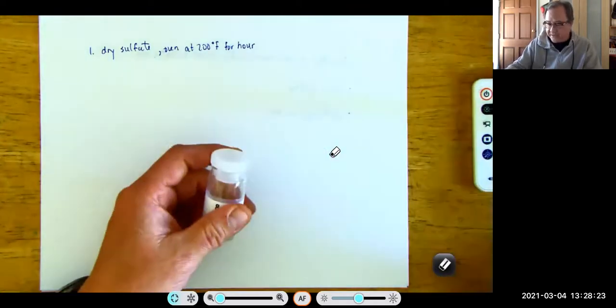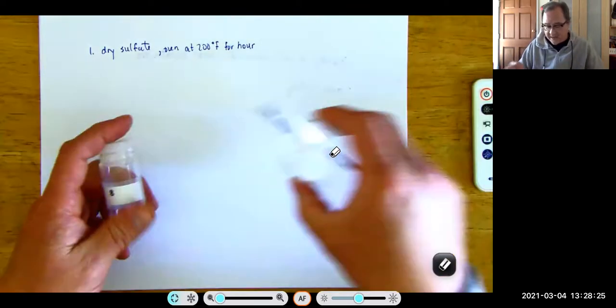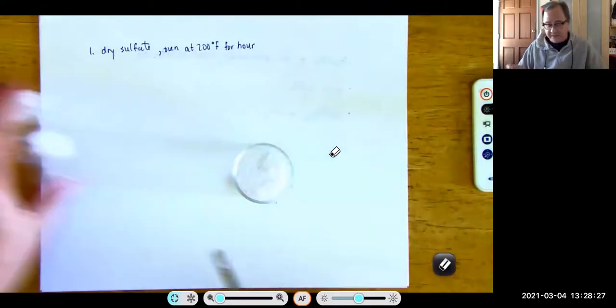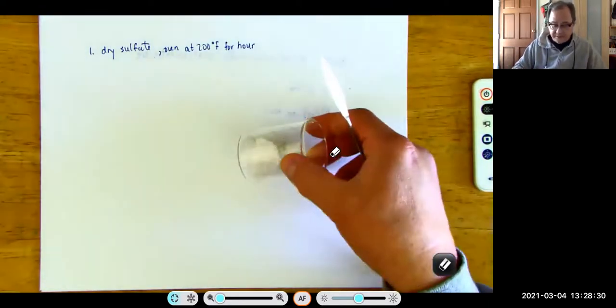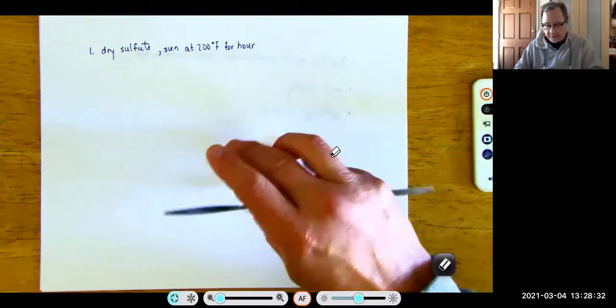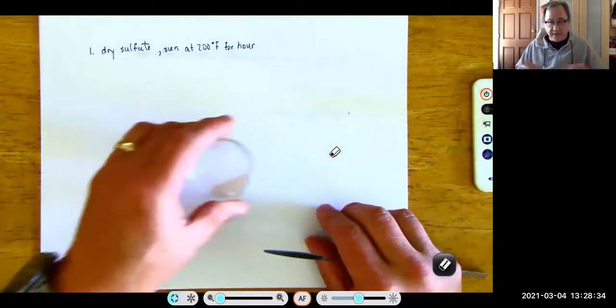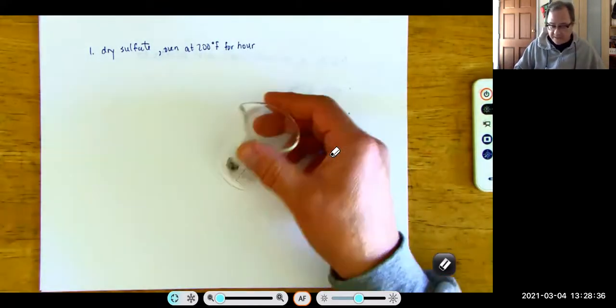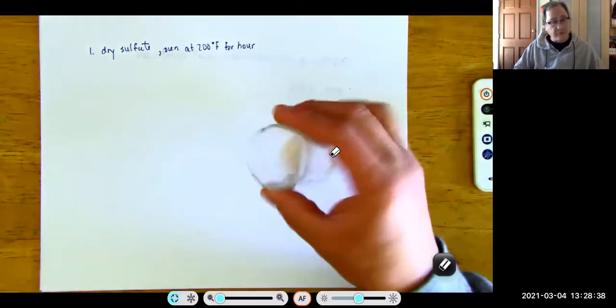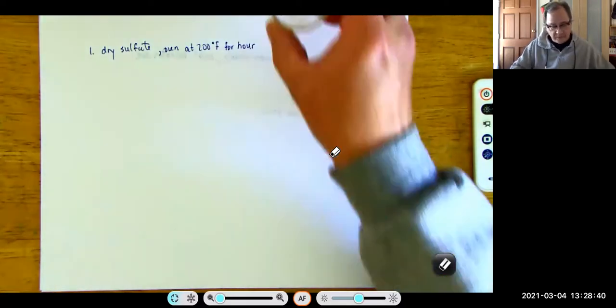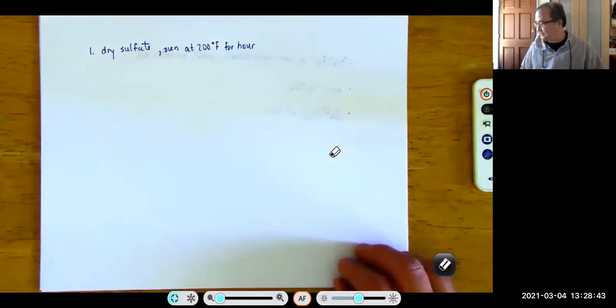I simply dumped everything I had for my number 8 into a beaker. These beakers are meant to take heat. So I put this in the oven for an hour. And here's my number 8, all dried out. Okay, so that's the first thing you want to do.